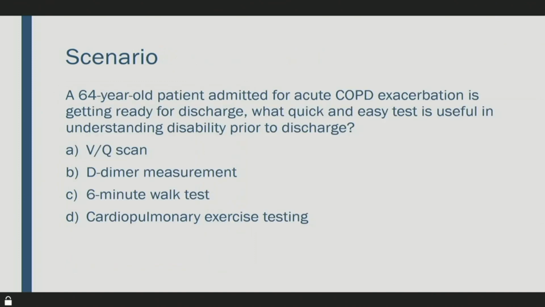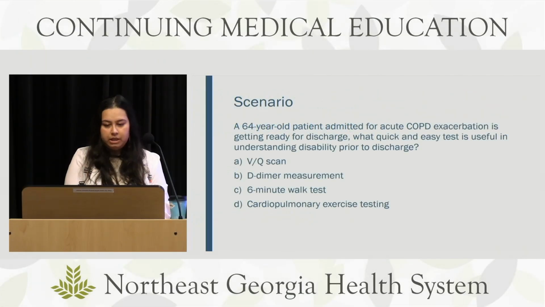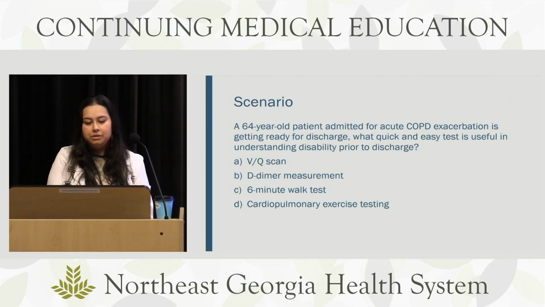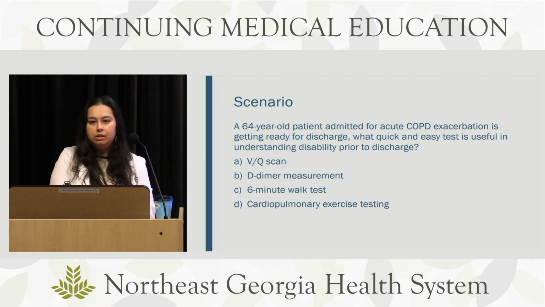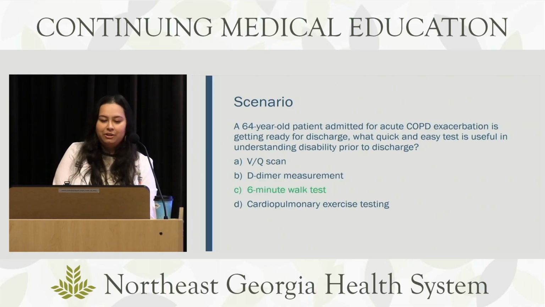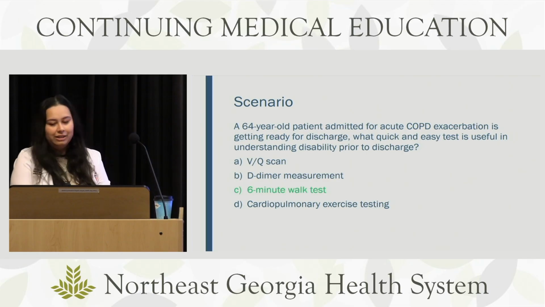So I have a quick question here. A 64-year-old patient admitted for COPD exacerbation is getting ready for discharge. So on the floors, what quick and easy tests do you do to understand their degree of disability before their discharge? A, VQ scan, B, D-dimer, C, 6-minute walk test, D, cardiopulmonary exercise testing. If anyone just shout out. C. So your favorite 6-minute walk test.